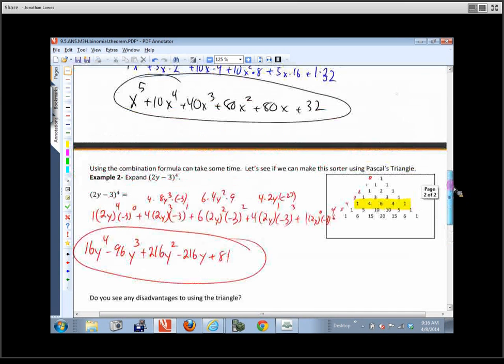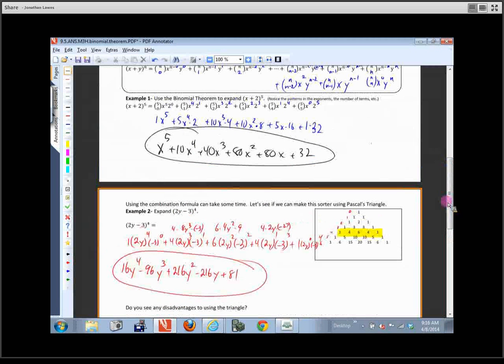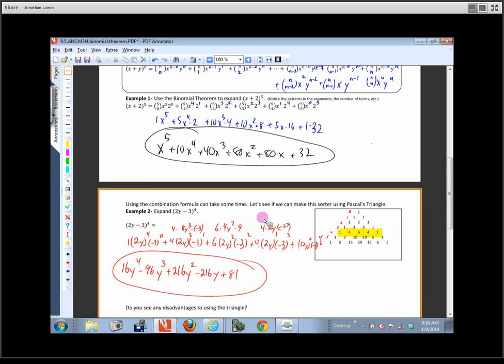Now, if we compare these two methods, now realize that I wrote all of these down for you. There's still a fair amount of writing. Which one's easier? You like using the triangle or using the combination formula, the 5 choose 0, 5 choose 1, and so forth? Triangle's a little bit easier. Does anybody see any disadvantages to the triangle? Well, you'd have to memorize it, okay, which wouldn't be too bad to a certain extent. Or we've got this down to the 6th row, so this would work for 6th powers.